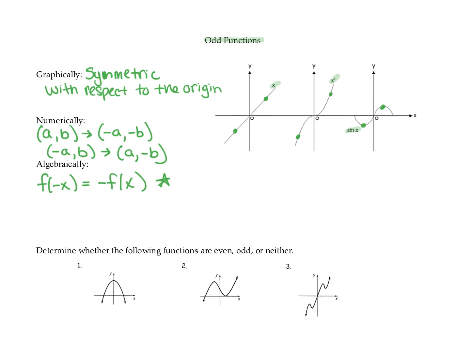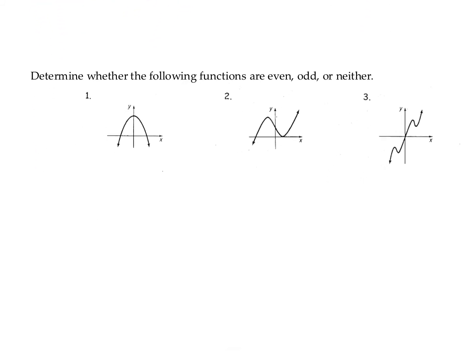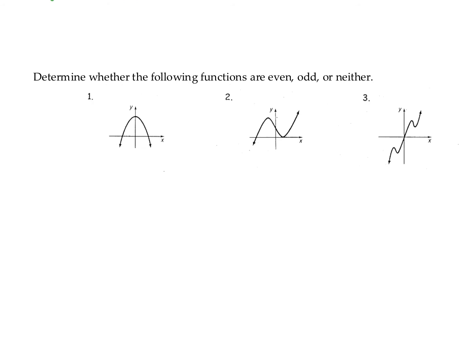So first, just by looking at a graph, let's decide if each of these are either even, odd, or neither. So this first one has symmetry about the y-axis, so this one would be even. This one does not have symmetry about the y-axis or about the origin, so this would be a neither. This one has symmetry about the origin. As you can see, it's kind of a reflection over the origin, so this would be an odd function.